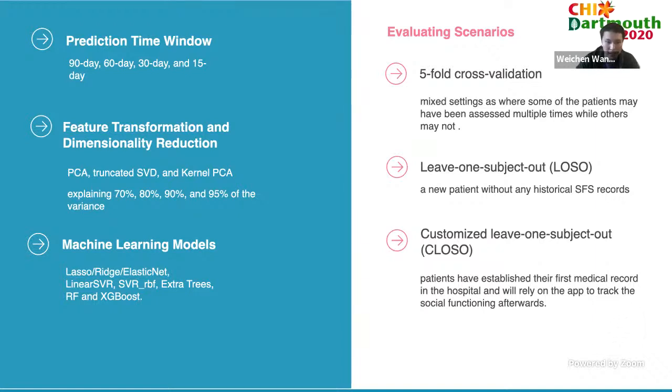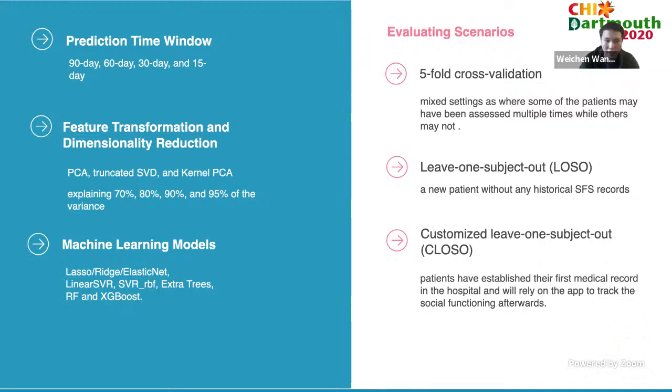We also evaluate the prediction performance using linear regression, the linear SVR, support vector regression with RBF kernel, extremely randomized trees, random forest, and XGBoost. And we apply 3 cross-validation settings to evaluate the performance, which emulate 3 common scenarios of real practice.